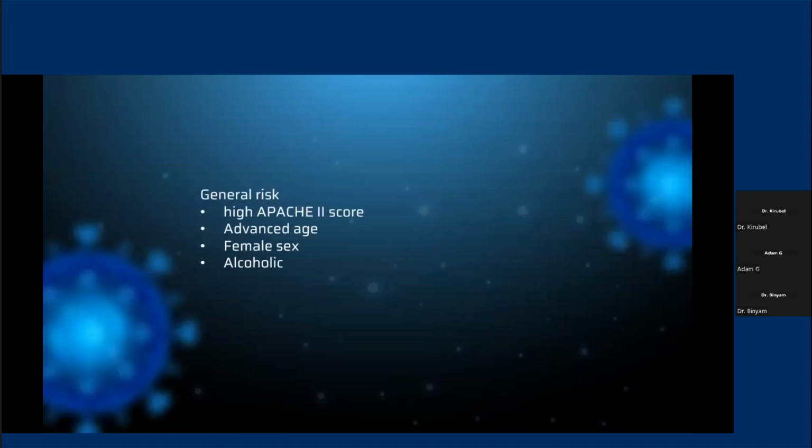From the general risk factors, as I discussed previously, patients with advanced age, female gender, though in COVID it will be male gender, an alcoholic person, and a patient who has a higher APACHE II score. These are the general risks of ARDS.